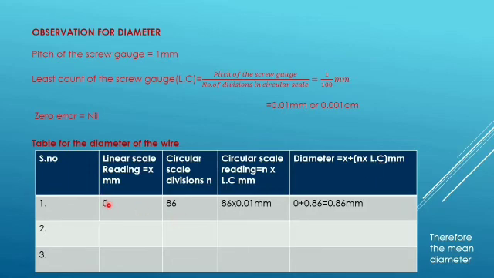So here, like you can see, it is 0 for the linear scale. Then for the circular scale division, it was 86. When we multiply it with least count, it is coming out to be 0.86 mm. And when we combine this linear scale reading plus circular scale reading, it was coming out to be 0.86 mm. Likewise, we will calculate the other observations also. At least minimum 3 observations we need to calculate the diameter, and hence we will find the mean diameter of the given wire.